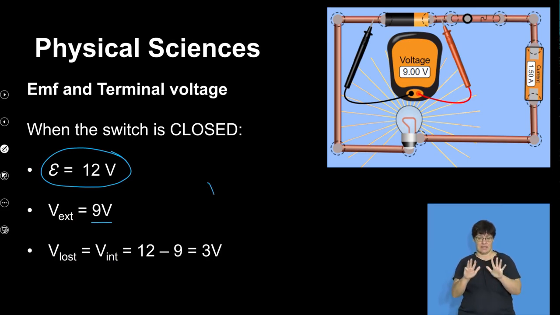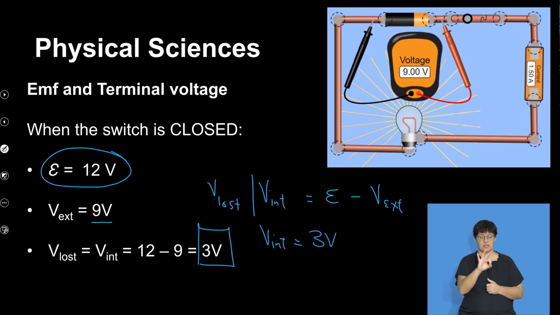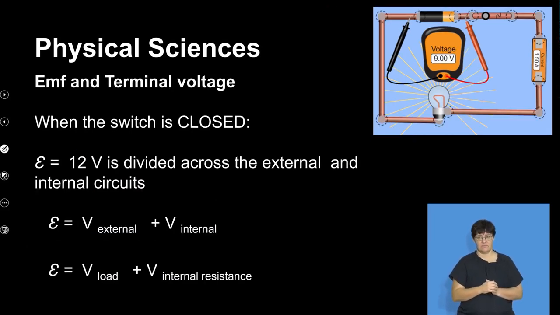So in other words, V lost, or V internal, as we sometimes refer to it, is equal to EMF less V external, which is what gives us the lost volts of 3 volts. So our V internal in this case is equal to 3 volts. When the switch was closed, we also identified that the 12 volts, which is the maximum, is divided between the external voltage and the internal voltage, which is why we are saying that 12 is equal to 9 plus 3.